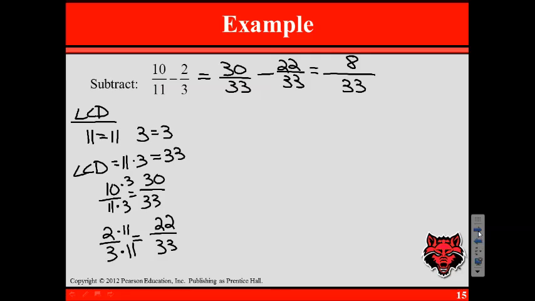Just like the previous example, we need to try the prime factorization. I'll go ahead and write it here. 8 is 2 times 2 times 2. 33 is 3 times 11. There just so happens that there are no common factors between the numerator and denominator, so 8 over 33 checks out. It is the simplified result.